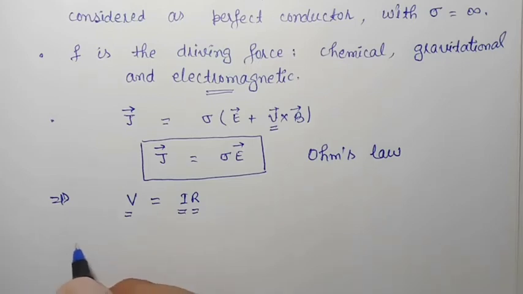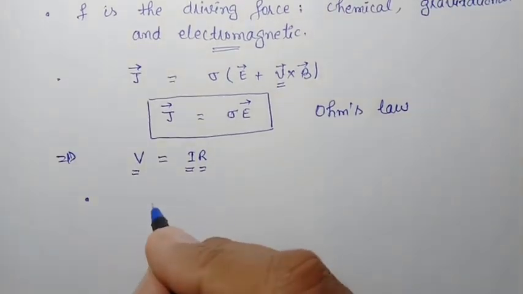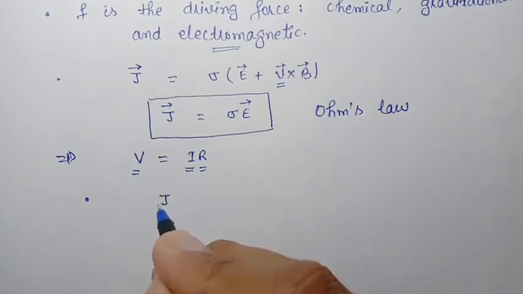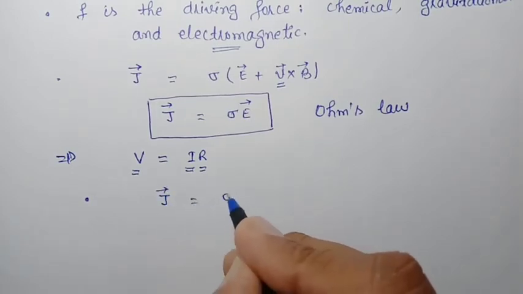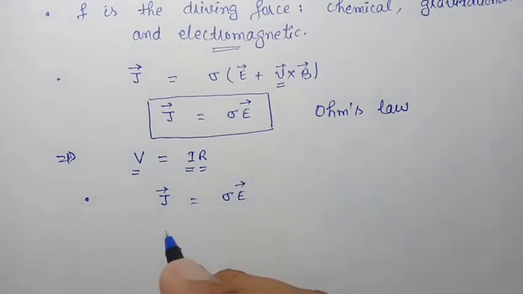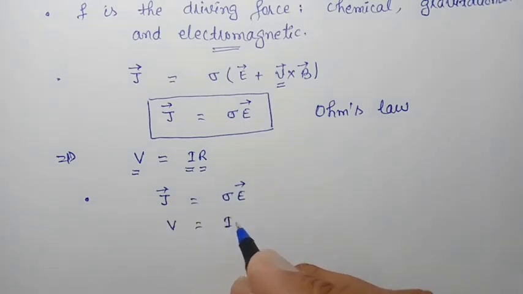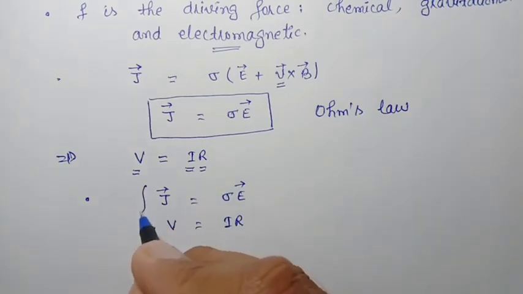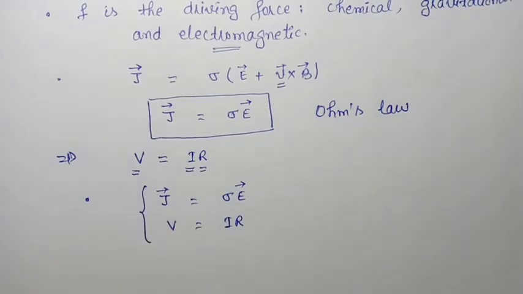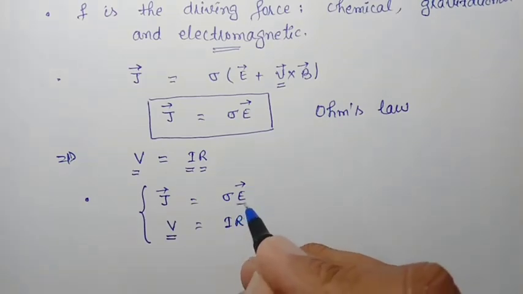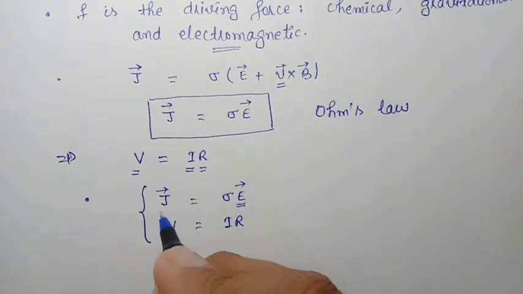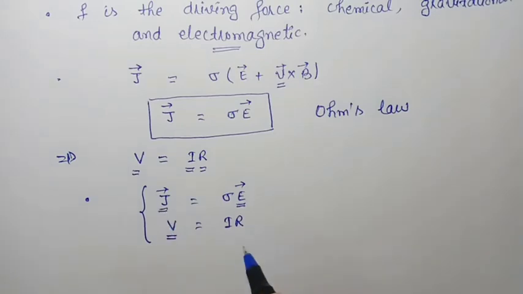So if we couple these two, that is here we have J equals to sigma E and V equals to IR, then both are interrelated. That is, if we double the voltage, then it will double the electric field and it will double the current density, and as a result finally it doubles the current.